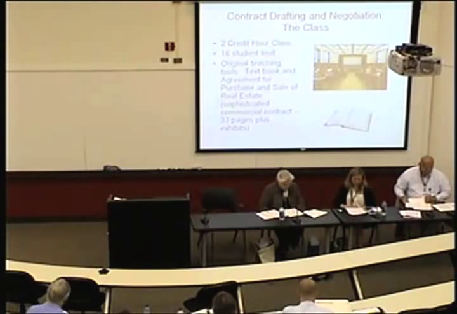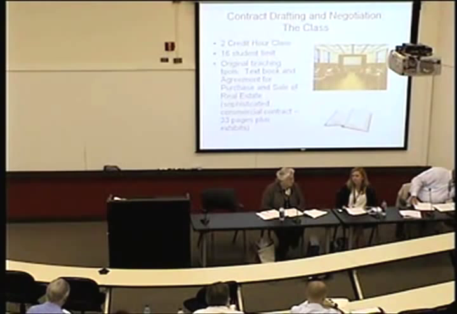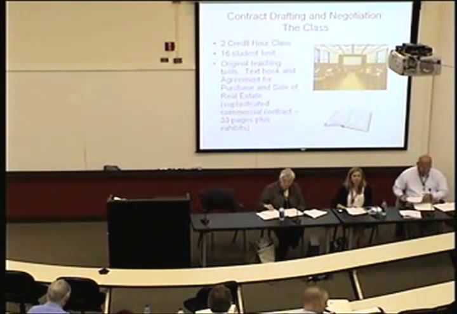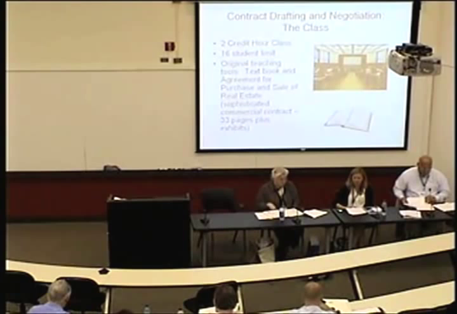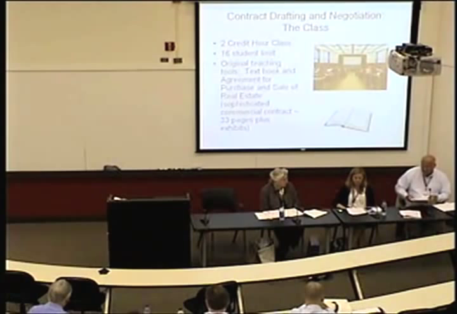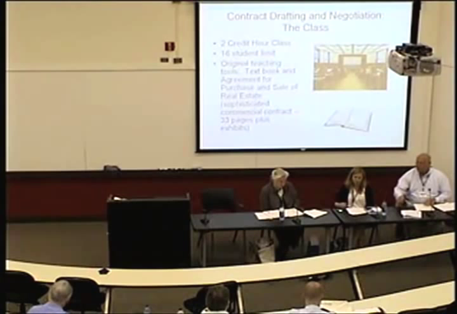The class is a 2-credit-hour class. I try to limit it to 16 students just to protect myself and my time for grading reasons. And the goal of the class, the stated goal, is to learn the basics of contract drafting and negotiation. It's very simple. I want students to learn to create and revise simple, clear, and meaningful documents for their clients. I also want them to learn to start to think like a business lawyer, and I've heard this in other sessions here, just the emphasis of this litigation perspective and the transactional law perspective.